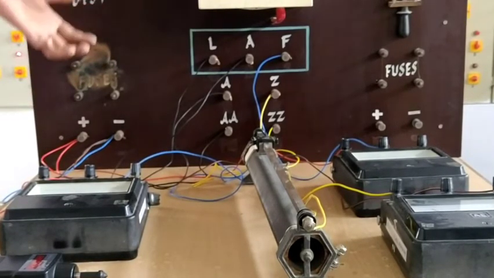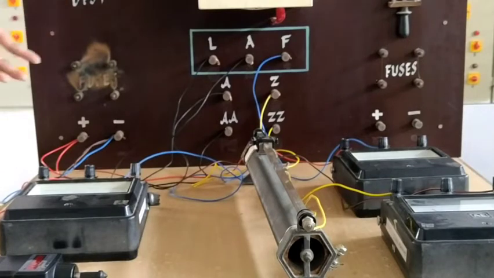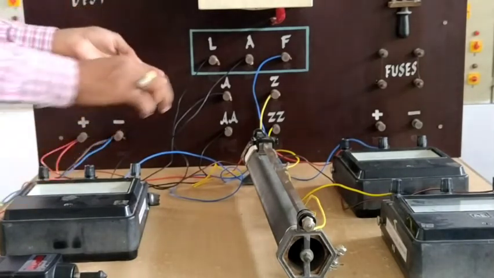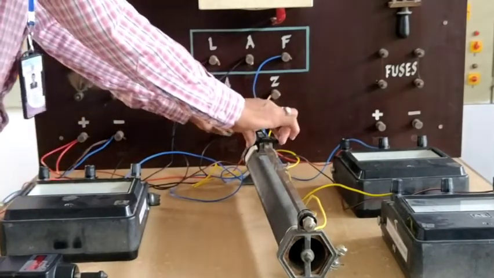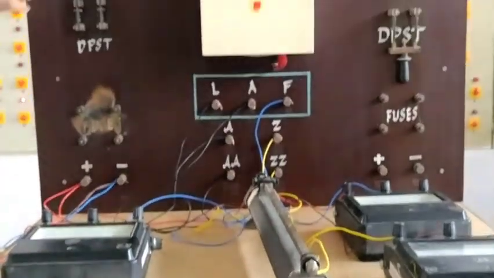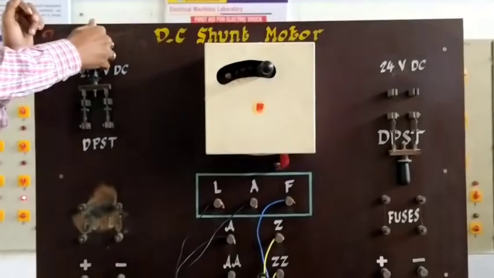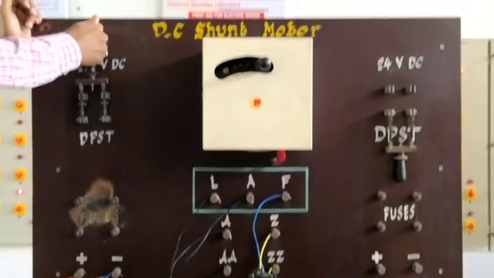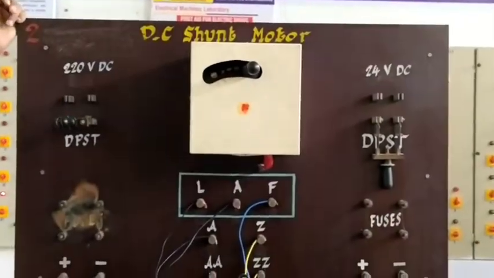After the experiment is completed, we have to reduce the rheostat to the minimum position. Just move this to the minimum value, and then again you have to switch off the main DC supply. So with the help of the TPST switch I am switching it off, right?